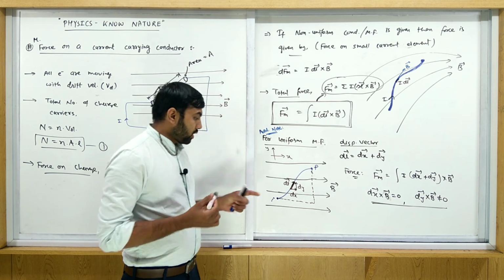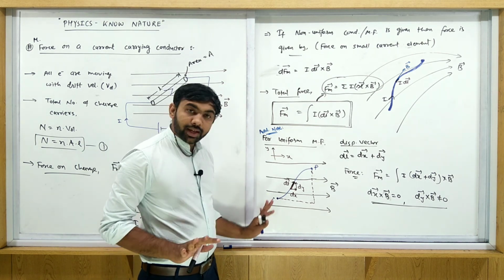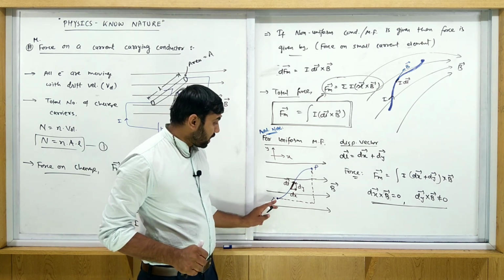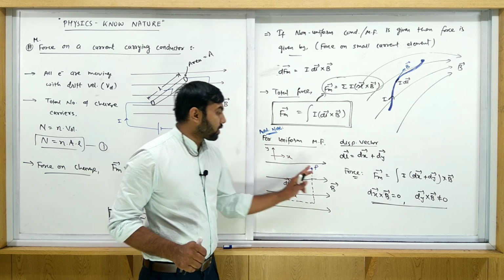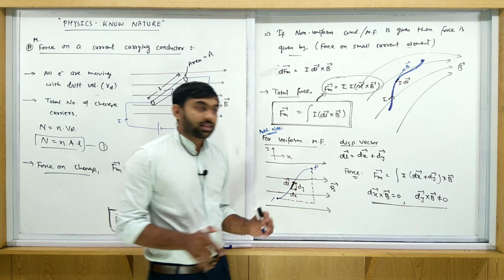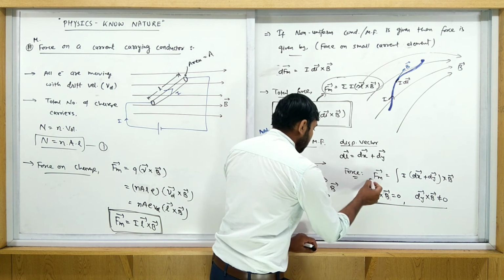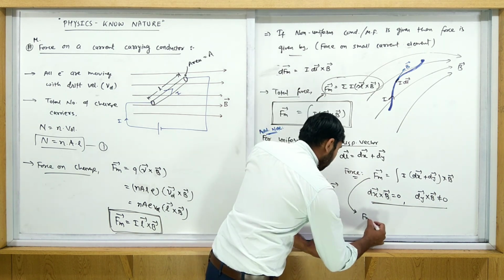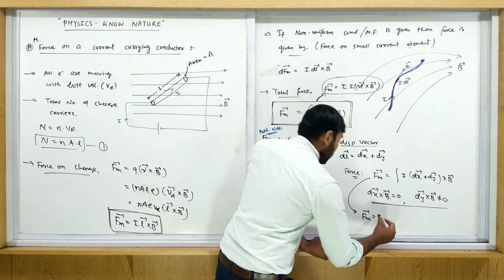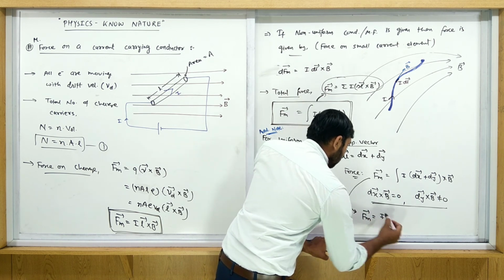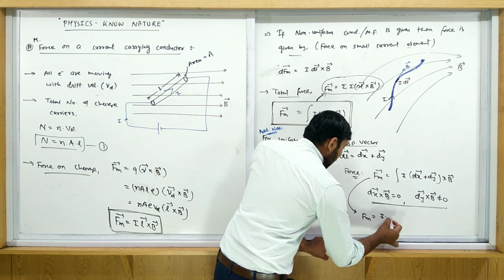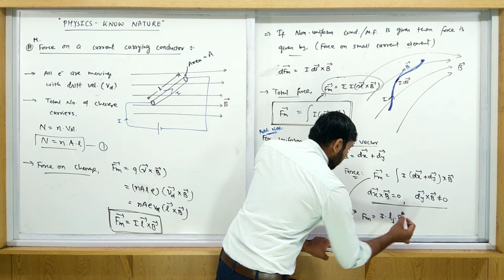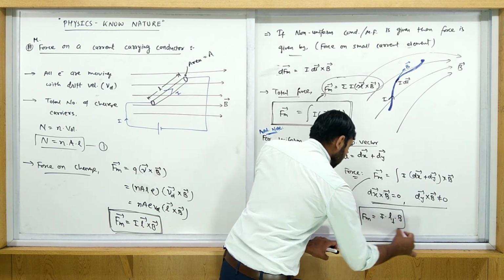In this situation, if any non-uniform length is given to you, you consider only the perpendicular length from the initial point to the final point. Then what is your answer? Fm is equal to, actually we write only the magnitude, I into L perpendicular into B. This is your answer.